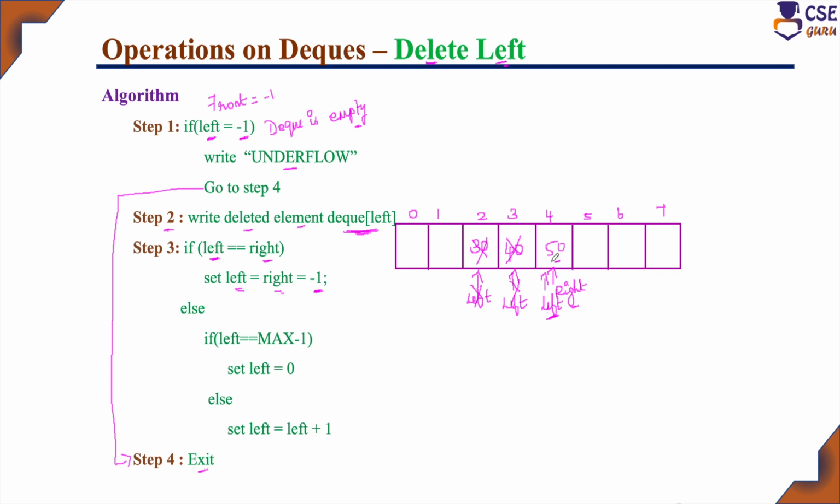So, in this case, what we have to do? After deleting this current element, set the left and right pointers to -1. -1 means the DQ data structure is empty. That is the case.